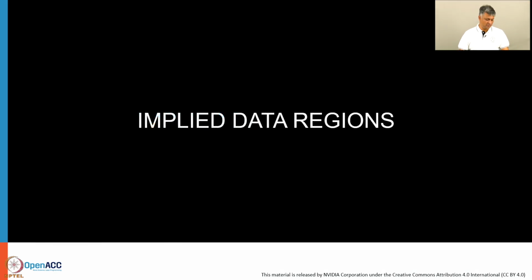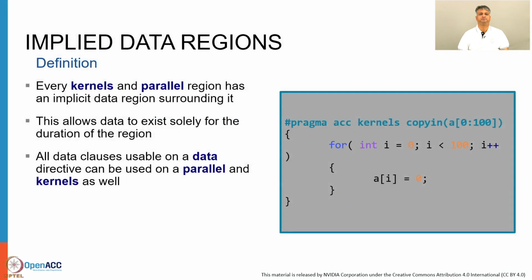Now let us look a little bit at implied data regions. With every kernels and parallel region, there is an implicit data region surrounding it. This allows data to exist solely for the duration of that particular region. All data clauses usable on the data directive can be used on a parallel and a kernels construct as well.